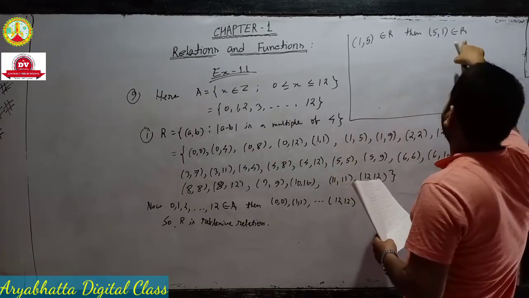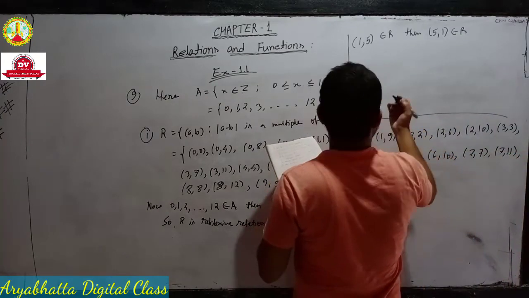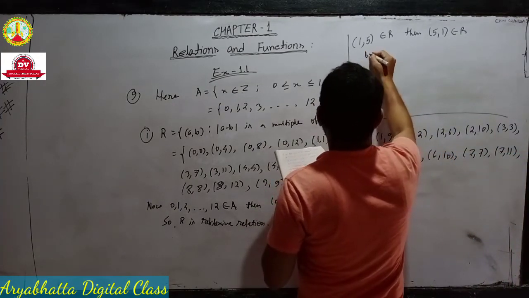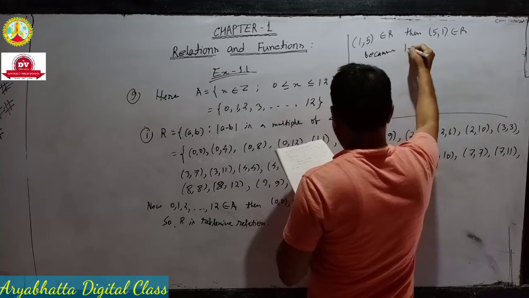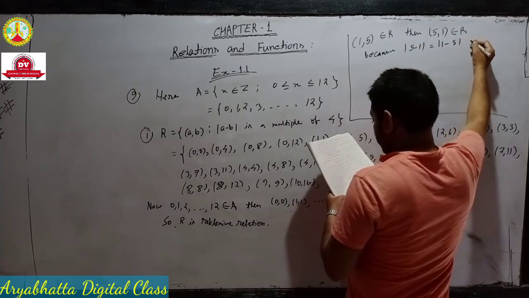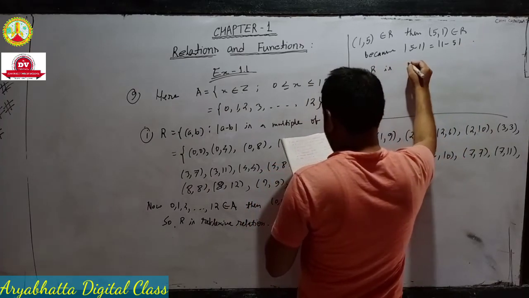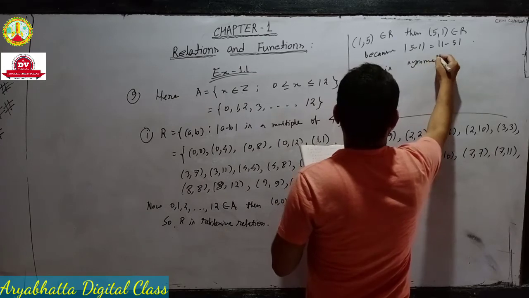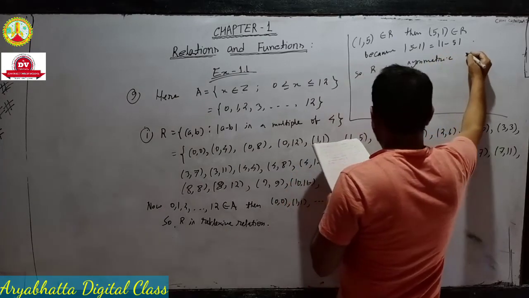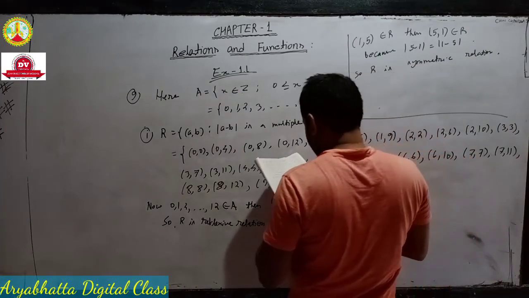If (1, 5) belongs to R, then (5, 1) belongs to R, because modulus 5 minus 1 is equal to modulus 1 minus 5. So R is a symmetric relation.